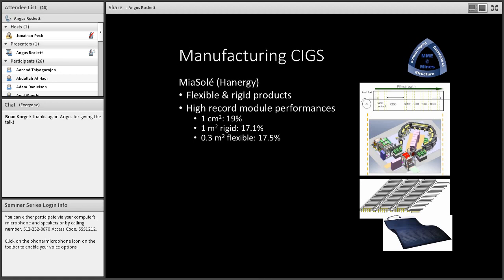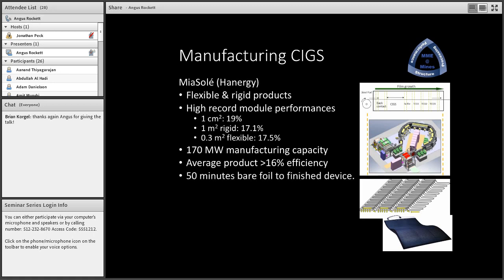One of the things about their technology is that they make individual cells, and because they make them on a stainless steel foil, they're tab and string interconnected, and that means that to some extent they can match their individual cell performances to get high performance modules by tailoring their cells to work together with each other very well. They have about 170 megawatt manufacturing capacity currently, with an average product efficiency exceeding 16%. So they make a very good product, getting to be very competitive with the polycrystalline silicon and cadmium telluride products.